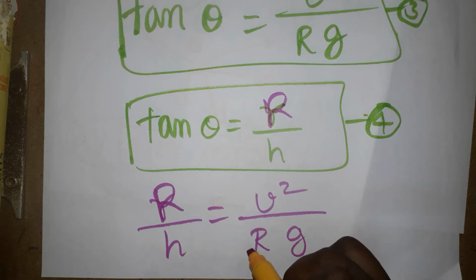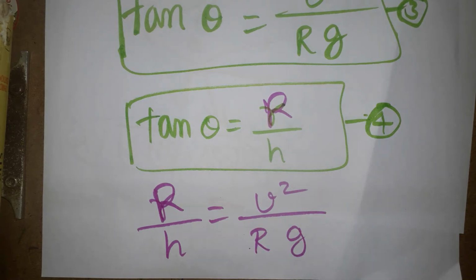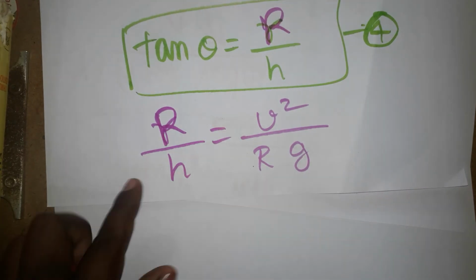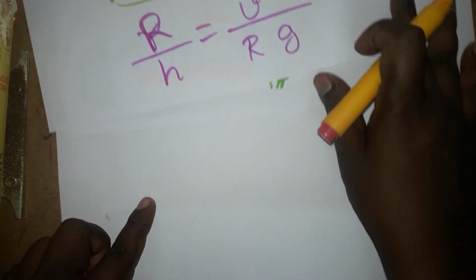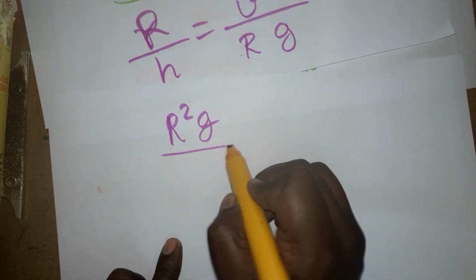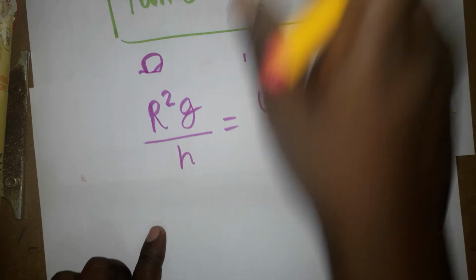So this R is going to be R square. Now I am going to modify the equation, just a cross multiplication I am going to do. See what's going to happen. It is for class 11, a very important equation. See, it's going to be R square G divided by H is equal to V square. This is what we will get.